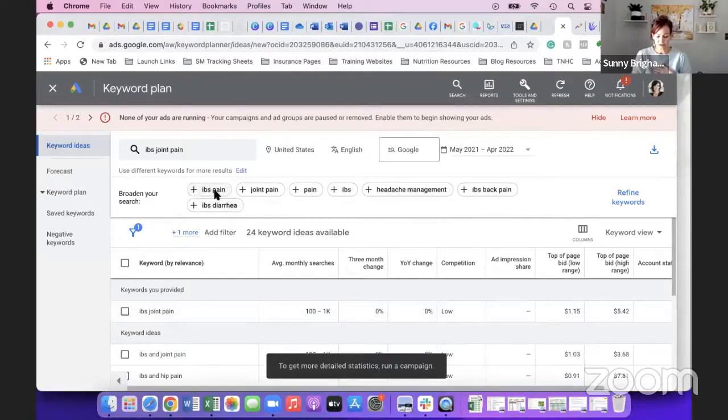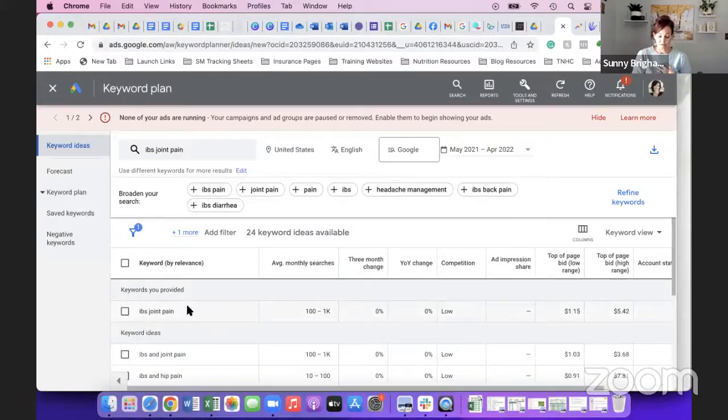You can see up here that other people are searching for IBS diarrhea, headache management, IBS and back pain. So you can see some additional searches that might be happening. But again, we really want to hone in on IBS joint pain. So this is what it says. Keywords I provided is IBS and joint pain.